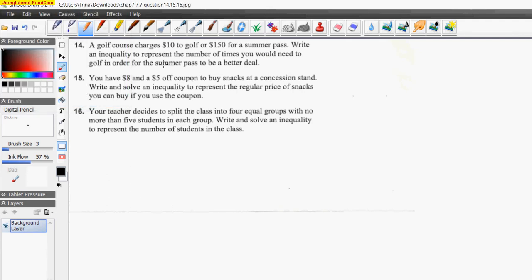Alright, a golf course charges $10 to golf or $150 for a summer pass. Write an inequality to represent the number of times you would need to golf in order for the summer pass to be a better deal.